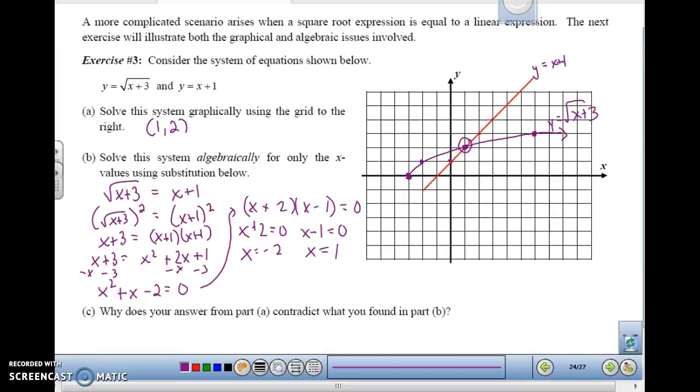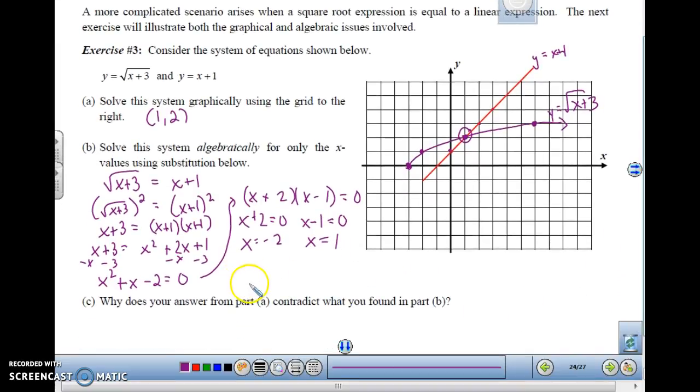All right, so algebraically, I found two values of x that work. All right, x equals negative 2 and x equals 1. But we only found one, x equals 1, right here. Okay, so this would have a y value of a different value. Now, why does your answer from part A contradict what you found in part B? All right, there should only be one solution where the graphs intersect.